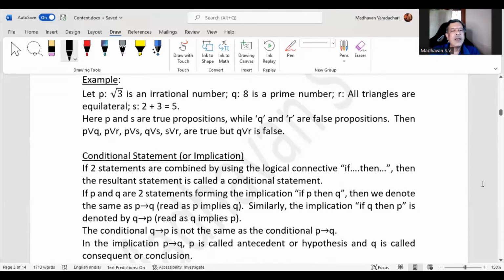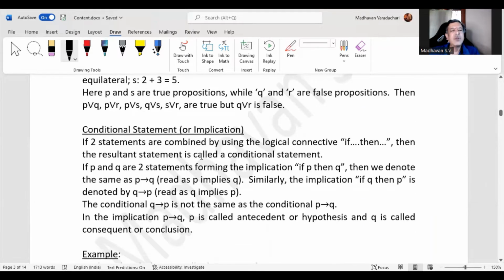Next logical connective is a conditional statement, or we also call it implication. If two statements are combined by using the logical connective, if ... then ..., meaning in between some sentence you may be writing if so and so, then so and so, then the resultant statement is called a conditional statement. If P and Q are two statements forming the implication, if P, then Q, then we denote the same as P arrow Q, read as P implies Q.